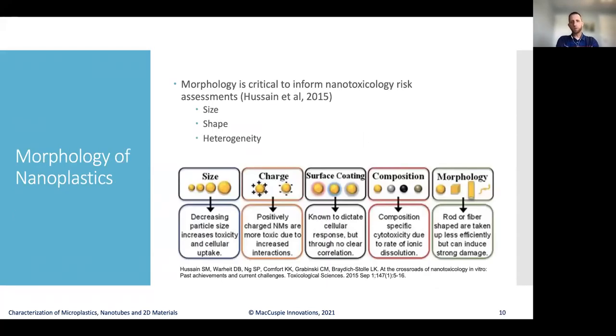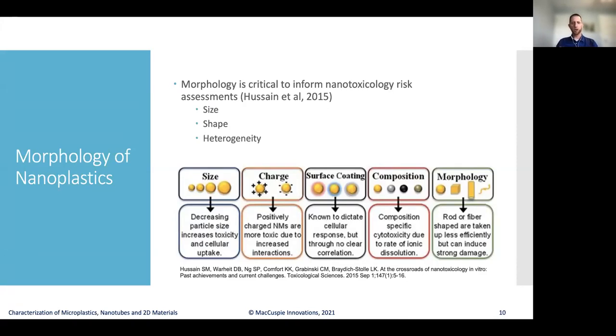And so the morphology is really critical to inform nanotoxicology risk assessments. There's a lot of literature that shows just in general the shape and the size and the charge and the surface coating and the composition and the morphology of nanoparticles all play a role in understanding what hazard may be present for different compartments of the environment, different types of cells. And so it's important to thoroughly characterize the materials of interest in order to understand what the risks are. And looking at the nanotoxicology literature is a great guide.